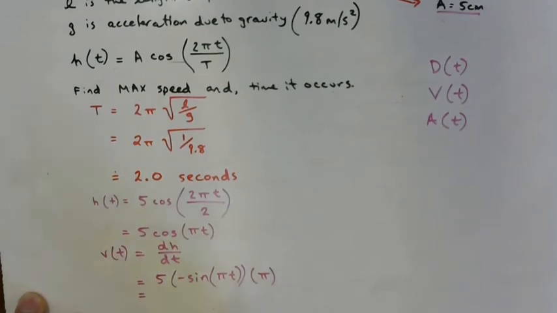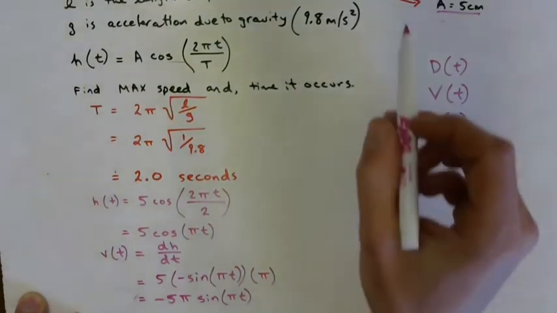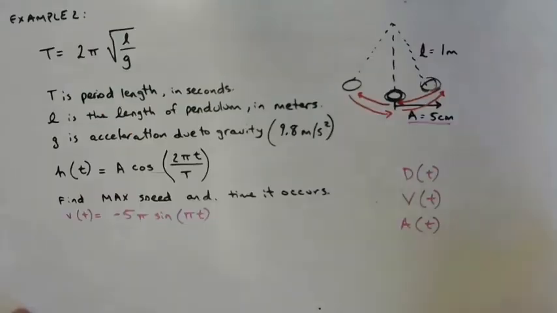We can reduce this guy. I'm going to bring this negative out in front of all of it, and I'm going to bring pi out in front of all of it because multiplication is commutative. Negative 5 pi times the sine of pi t. That's now our derivative function, which gives us the velocity, which is the speed of the pendulum at any point.